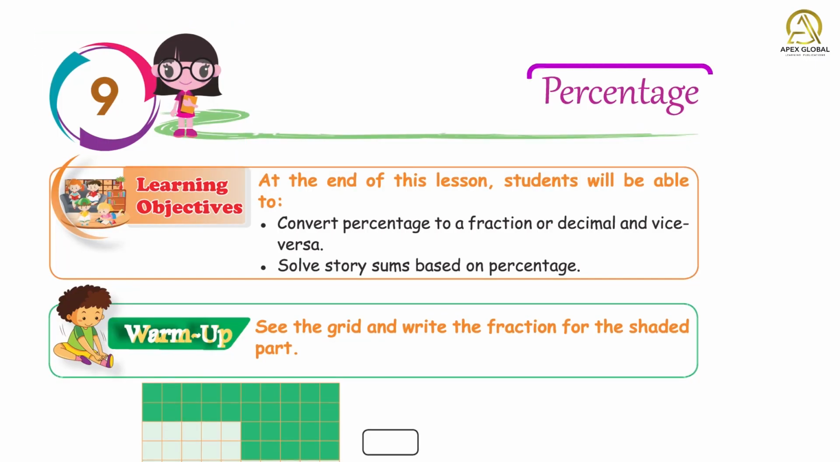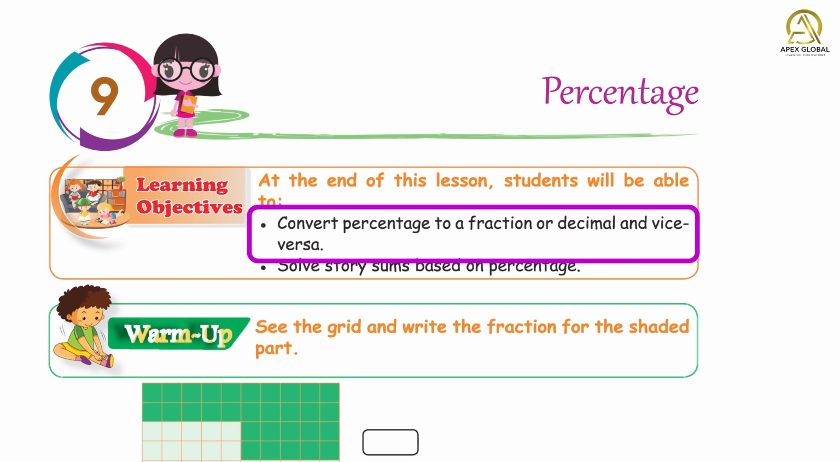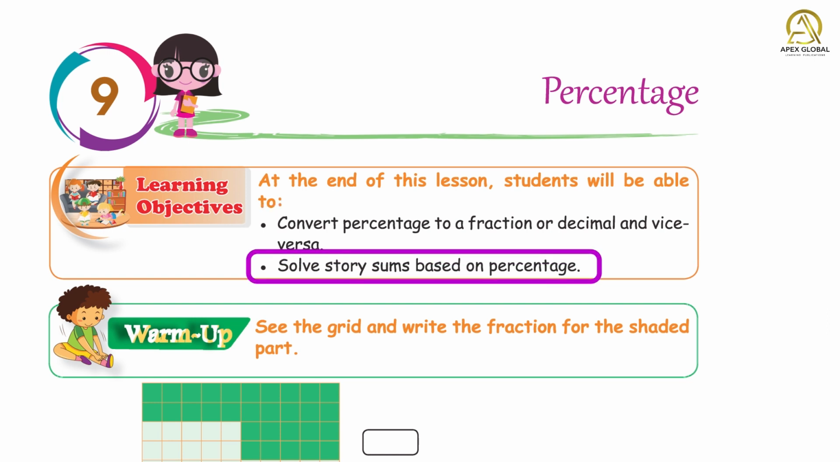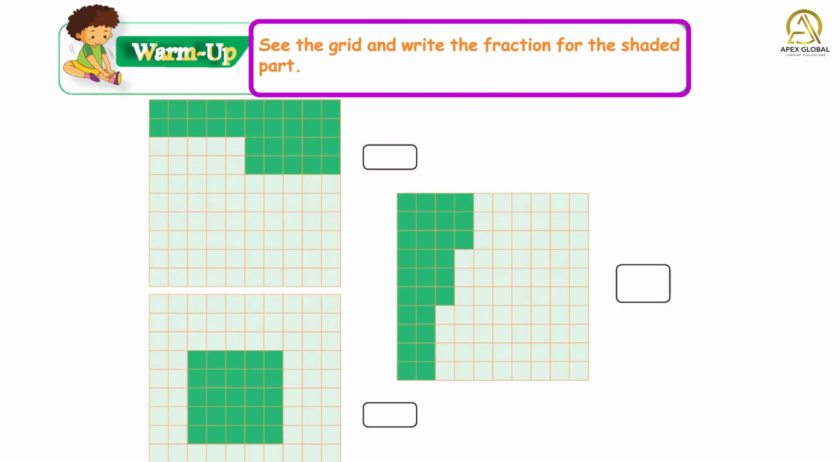Chapter 9: Percentage. Learning objectives: at the end of this lesson, students will be able to convert a percentage to a fraction or decimal and vice versa, and solve story sums based on percentage. Warm up: see the grid and write the fraction for the shaded part.